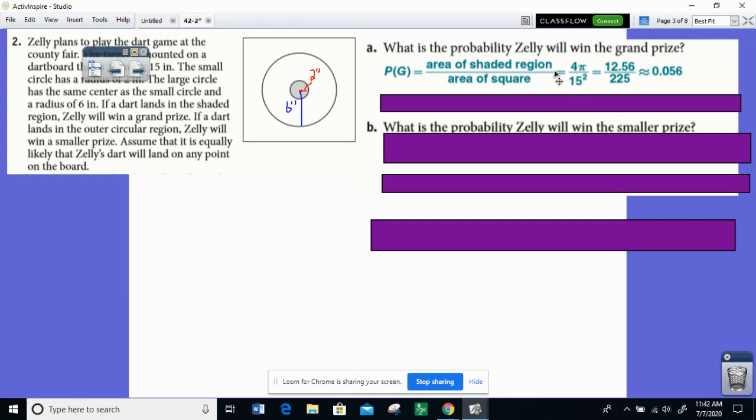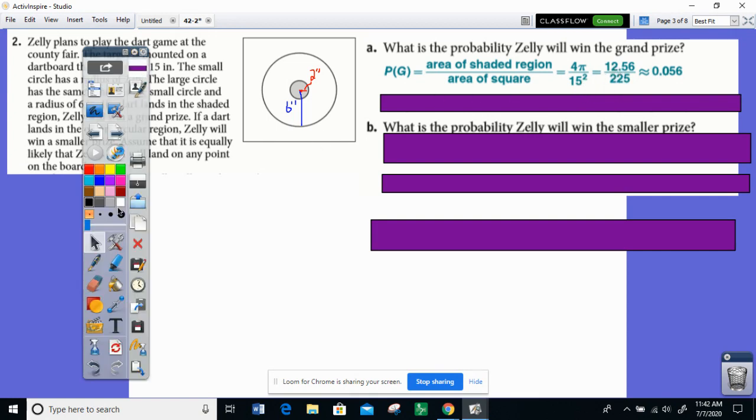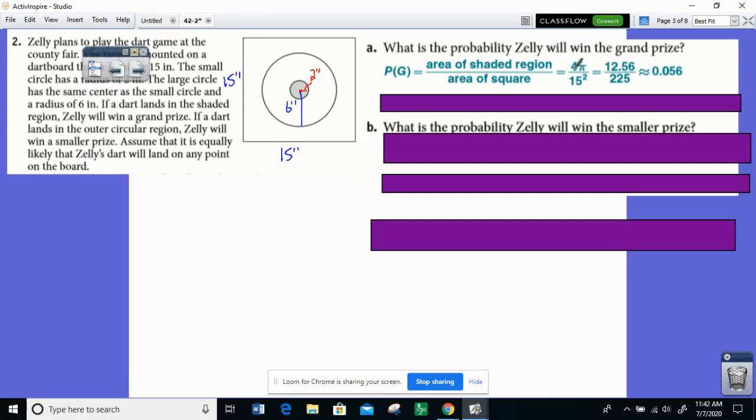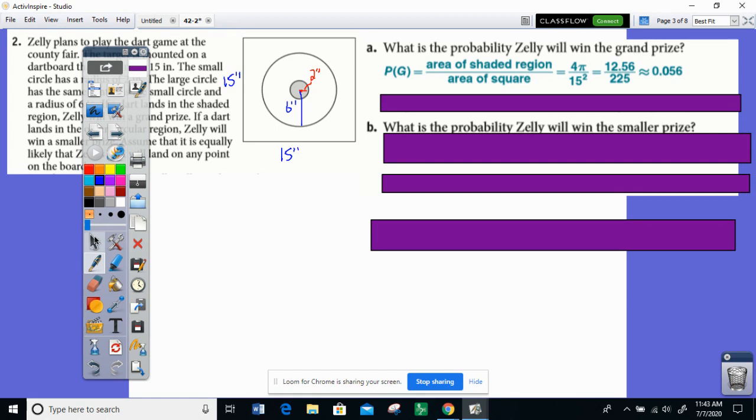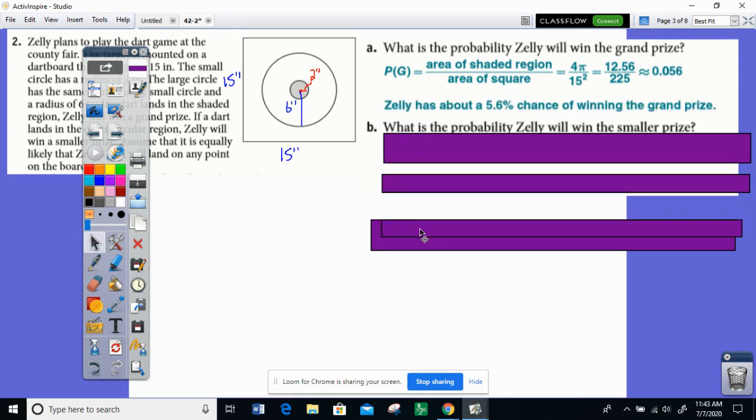So this 4 pi came from doing pi times the radius squared. Pi times 2 squared would be 4 pi. Over the area of the square is 15 squared. This is 15 inches by 15 inches. So that shaded area divided by the area of the entire square, that ratio would be 12.56 divided by 225, would be about 0.056. Her probability of winning the grand prize is about 5.6%.